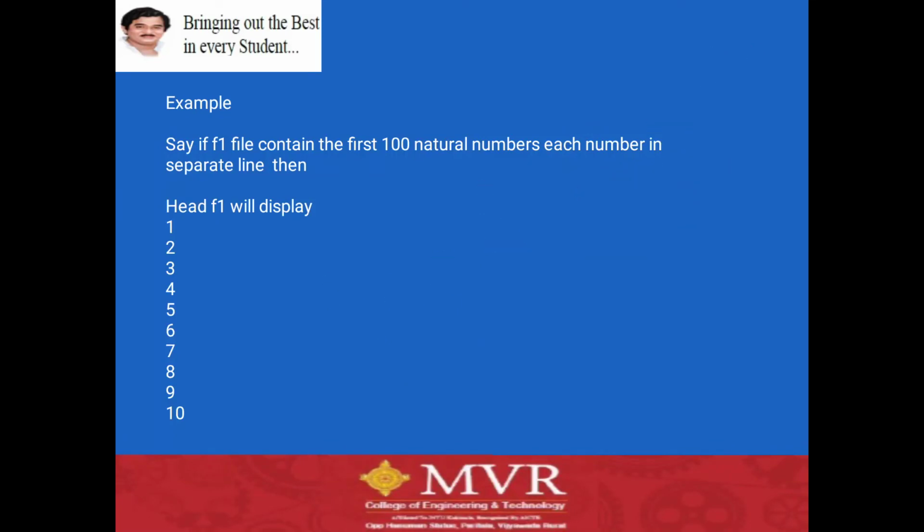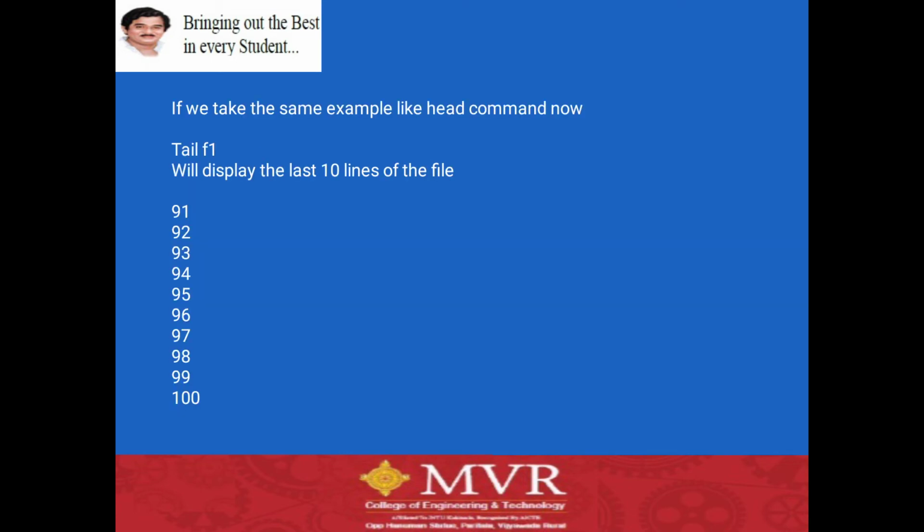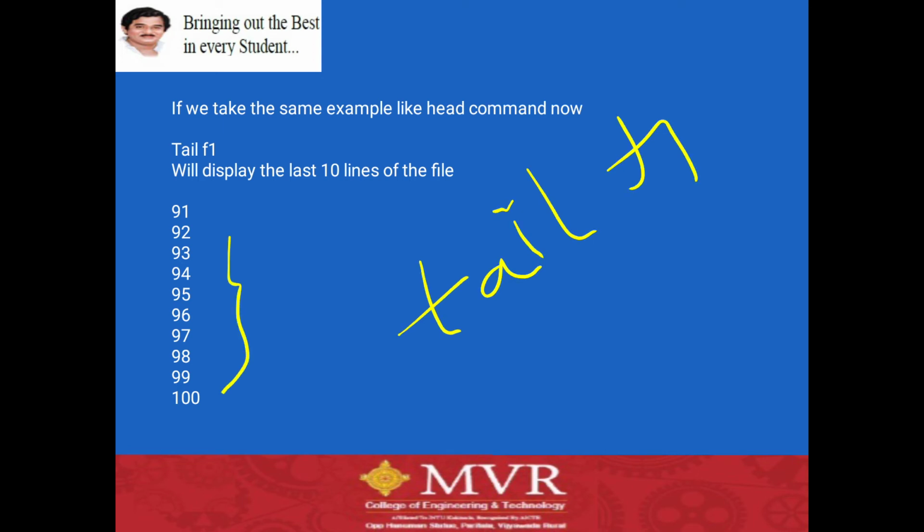And the next one is the tail command. It is very similar to head. I think by this time you will understand what tail is. As I said, head displays the top 10 lines, whereas tail displays the last 10 lines. Same syntax: tail, file name. As in the example, if f1 contains the first 100 natural numbers, 1 to 100, then tail f1 displays the last 10 lines. What will be the last 10 lines? 91 to 100 will be displayed.